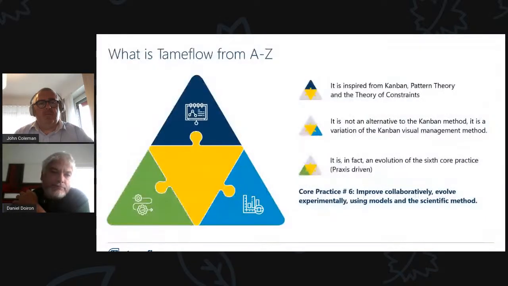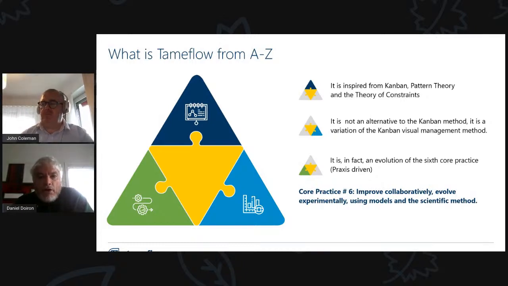So what is TameFlow? Well, TameFlow is inspired by Kanban, pattern theory and the theory of constraints, of course not neglecting throughput accounting. It's not an alternative to the Kanban method. It is a variation of the Kanban visual management method. And it is, in fact, an evolution of the 6 core practices. We are practice driven. And practice number 6, well, we all know what it is: improve collaboratively, evolve experimentally, using models and the scientific method.